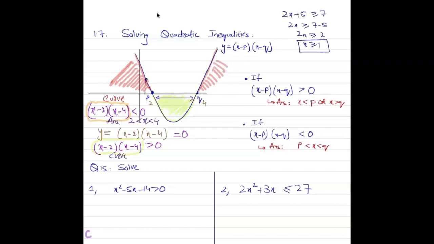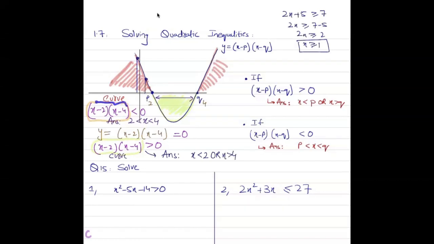So in this example, you're getting the curve values to be positive when the values of x are less than 2 and when the values of x are greater than 4. So the answer to this quadratic inequality should be x less than 2 or x greater than 4. This is an OR case.